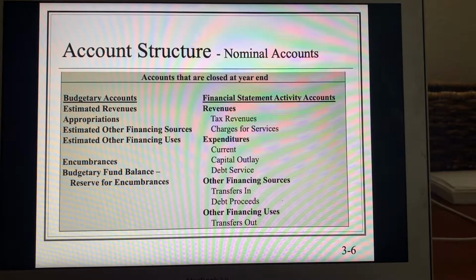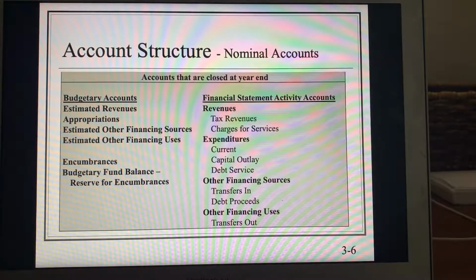So nominal accounts. These are accounts that are closed at the year end. They are budgetary accounts. There are examples over there on the left side: estimated revenues, appropriations, estimated other financing sources, estimated other financing uses, encumbrances, budgetary fund balance reserved for encumbrances. Also the financial statement activity accounts: revenues, tax revenues, charges for services, expenditures, other financing sources, and other financing uses. So those are the nominal accounts.